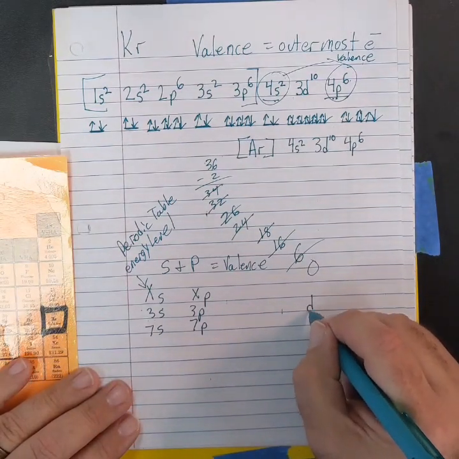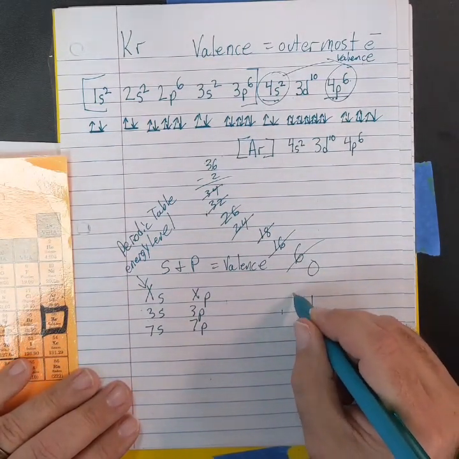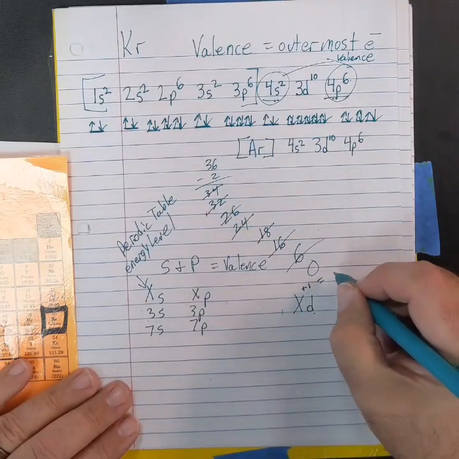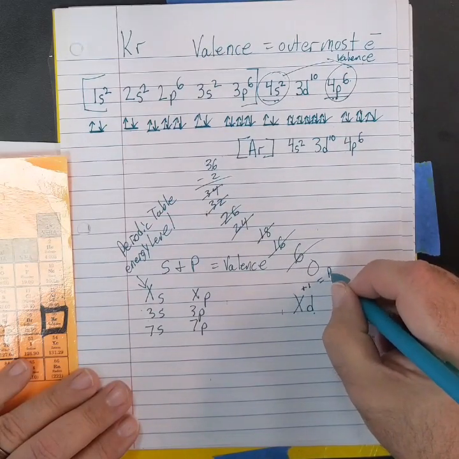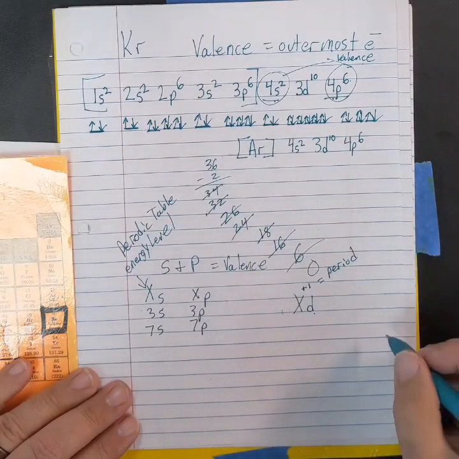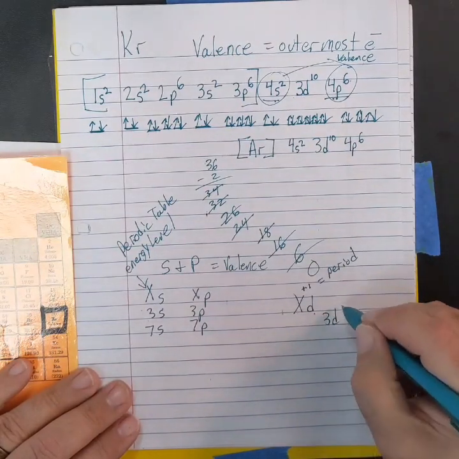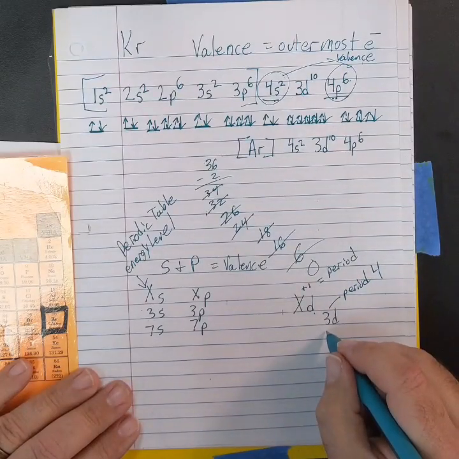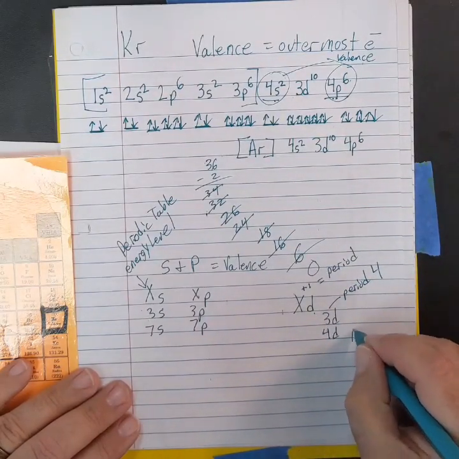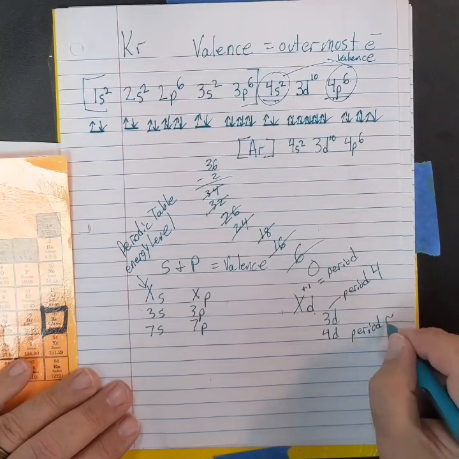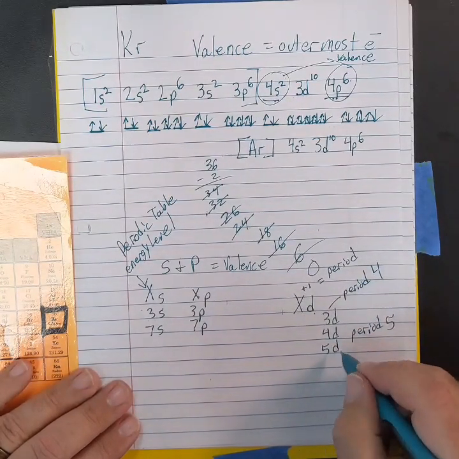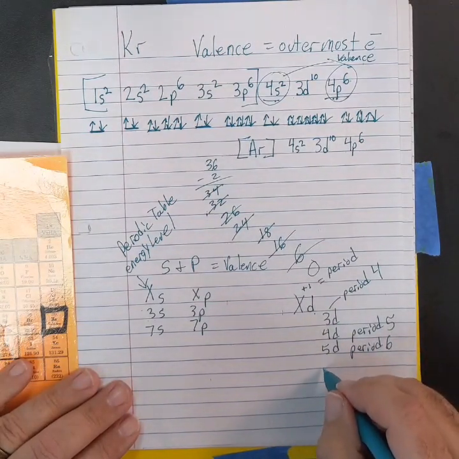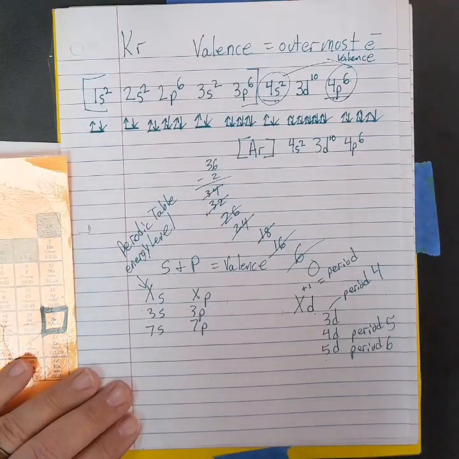If it's a D block, the coefficient in front of that, you're going to add 1, and that equals the period on the periodic table. Okay, so like if it was 3d, that's period 4. All right, if it's 4d, that's period what? Right, it's 5. If it was 5d, that's period 6. If it's 6d, that would be period 7.